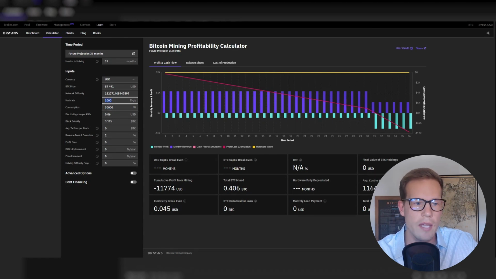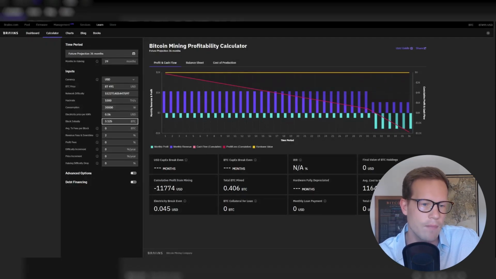The consumption of your miners, the total consumption, right? So this would be maybe 4 S21 Pros roughly, and their consumption, your electricity price or hosting price for most, the block subsidy. This should stay where we are right now. Your average fees that you expect, likely zero, because they have been zero for the longest time. And here you can see revenue, fees, and downtime. So you can put fees for your pool, fees for your firmware, and fees for downtime that you might want to put in here and add to your calculation.